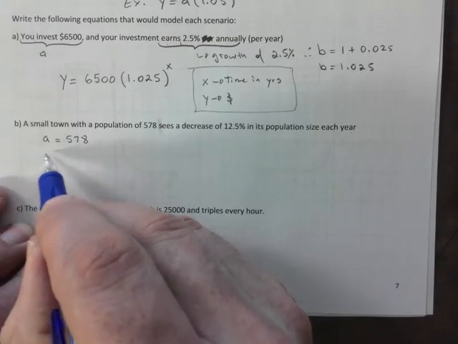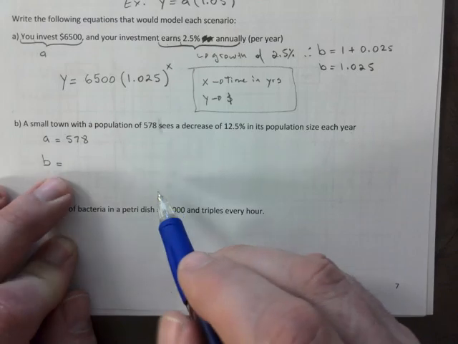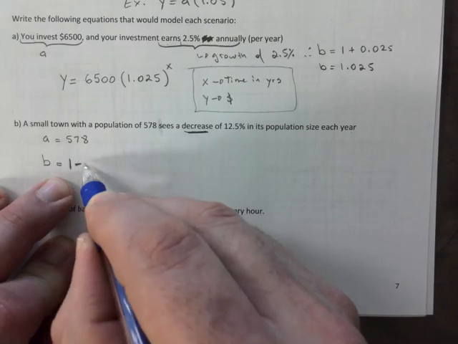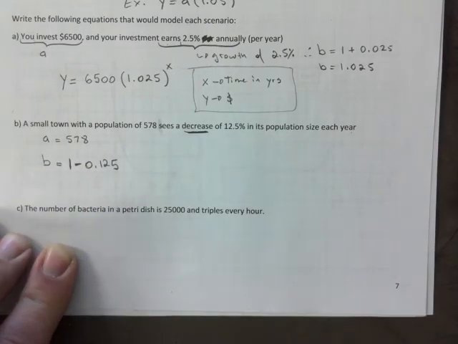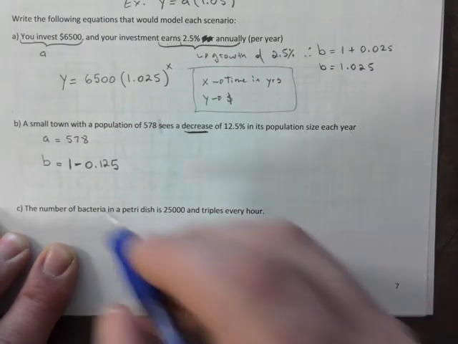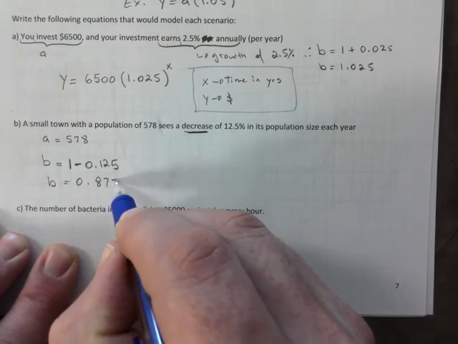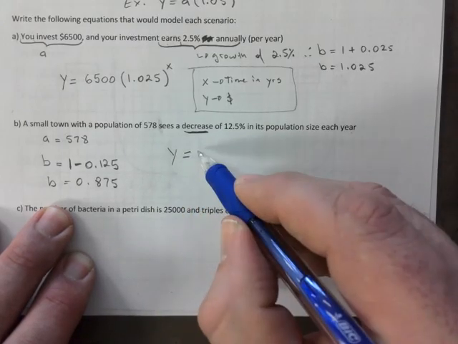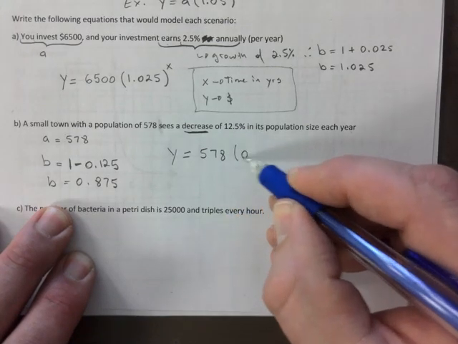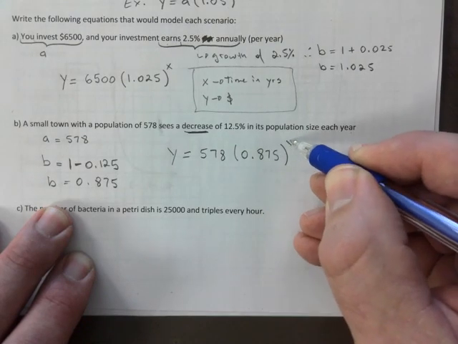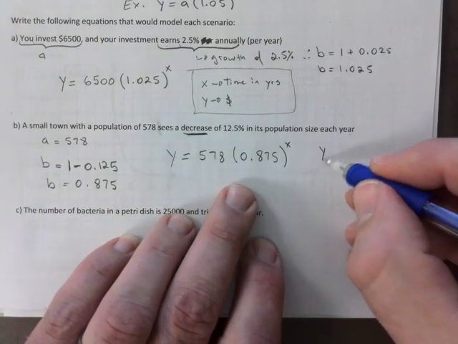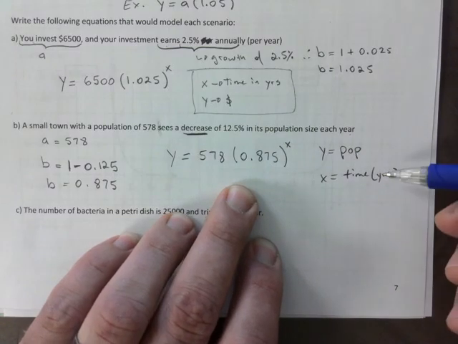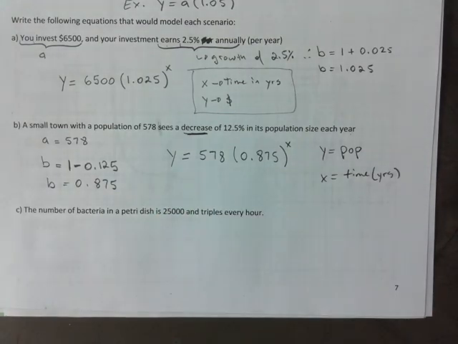Okay, I'm going to do it slightly differently here. B is what? Well, it's always with respect to 1. And since we're decreasing, we're going to subtract that percentage from 1. Okay. So there you get B is 0.875. So you have both components that are necessary here. So the population that this town will have, if it starts with 578, you'll have 0.875 in here as B to the power of x. Okay. Where y is population and x is time, in this case years. Because time can change. It could be minutes, it could be hours. It depends on the scenario.